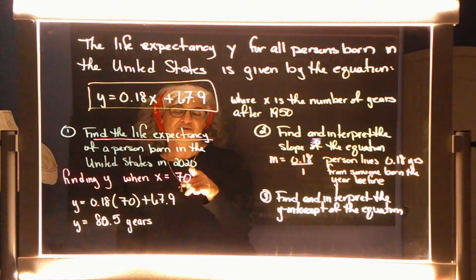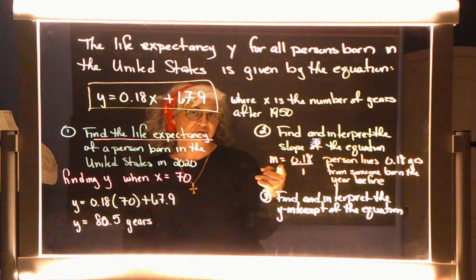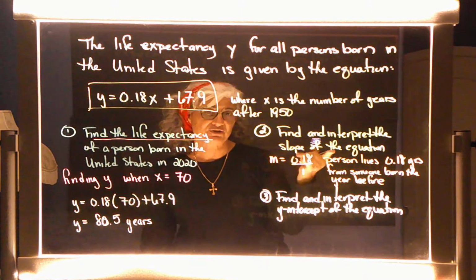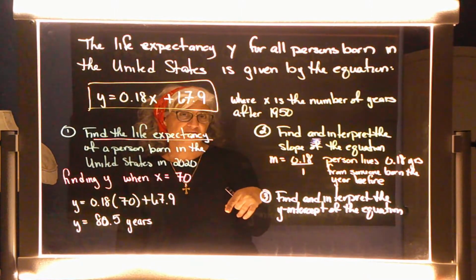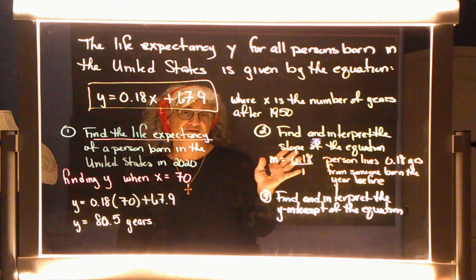So if we figured out 2021, then according to this, that person in 2021 is going to live 0.18 years longer than the person in 2020. Cool? Because it keeps going up 0.18 every year. Good?